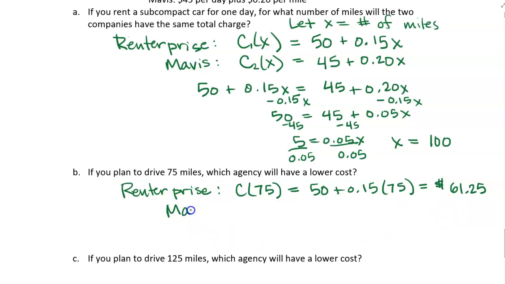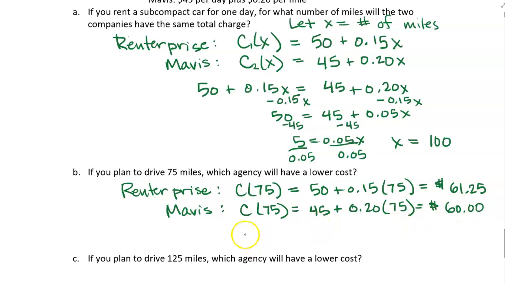And let's do the same thing for Mavis. Just going to plug in 75 into the cost equation. $45 plus 20 cents a mile gives me a total of $60. Okay, so it looks like Mavis is the best bet. If we're going to drive 75 miles, then we would probably want to use Mavis. They would be the lower cost. Mavis is cheaper.